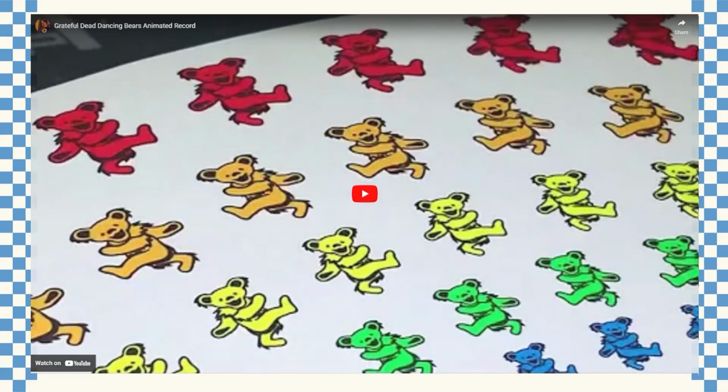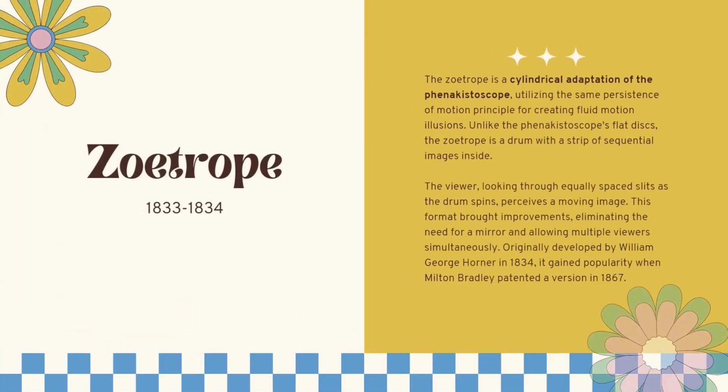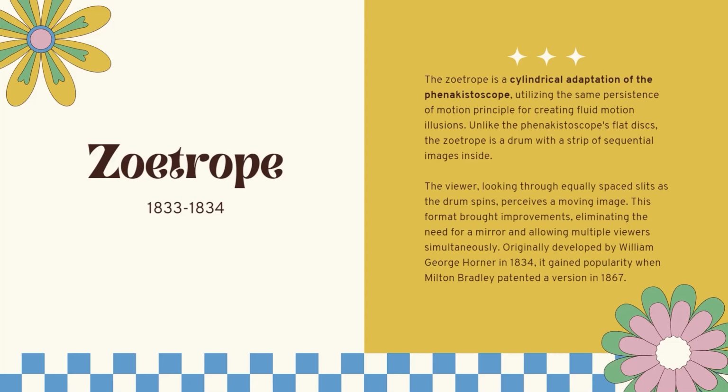After the phenakistoscope is the zoetrope. So the zoetrope is essentially a cylindrical version of the phenakistoscope, made in 1833 to 1834, between those 2 years. The zoetrope used the same persistence of motion trick to create the illusion of fluid motion.